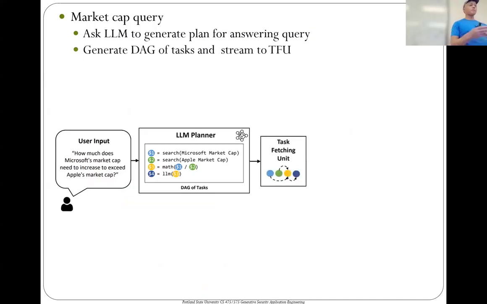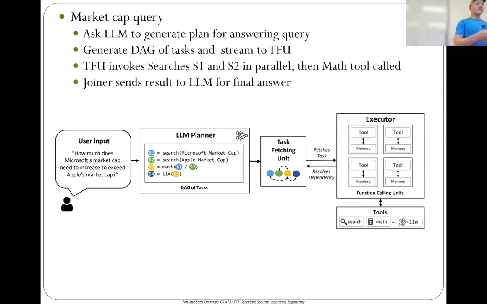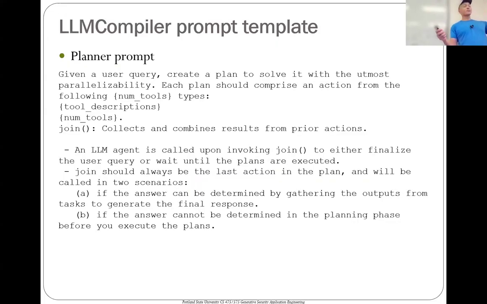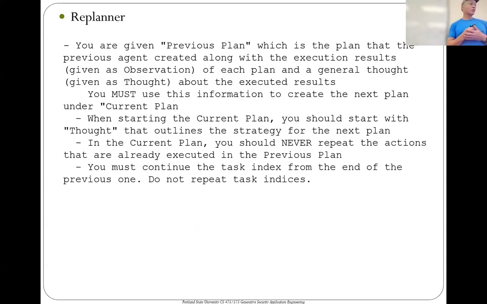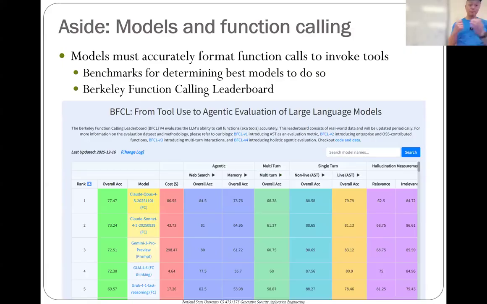And then this is going to get mapped and sent to the task fetching unit. And then this is where the execution can be done. So you could do the first two in parallel, and then that feeds into the third one, and then that feeds into the fourth one in serial for this particular example. Okay, as before, there's a prompt template for you to see how it formats all of this stuff. I'm going to skip it, but it's something you can look at if you're interested.